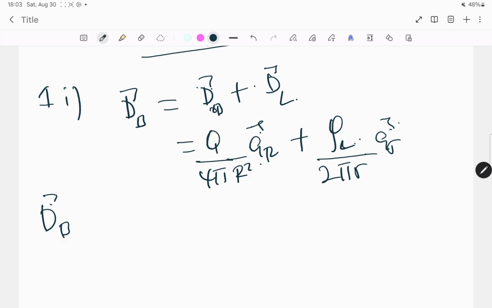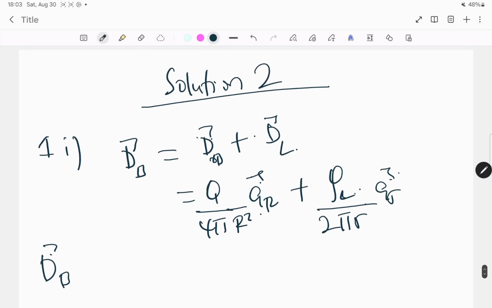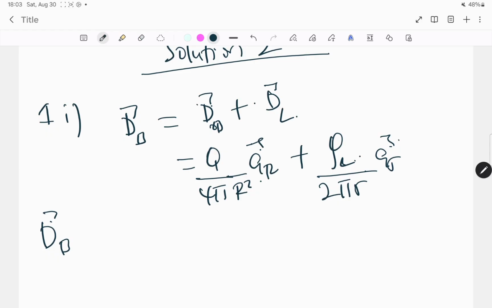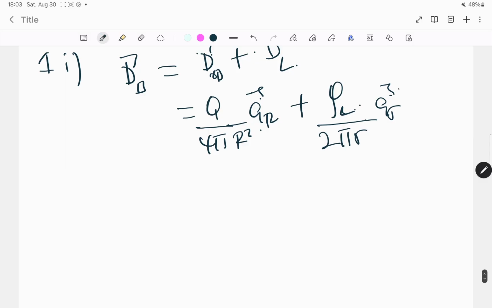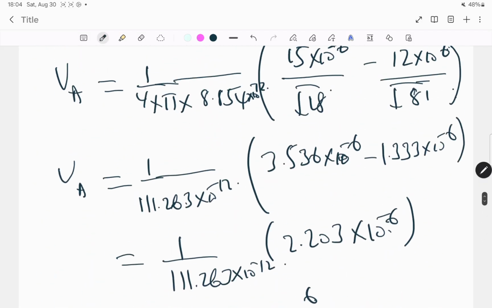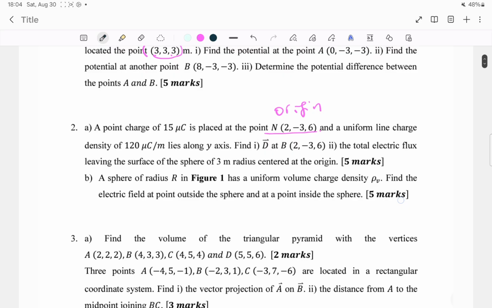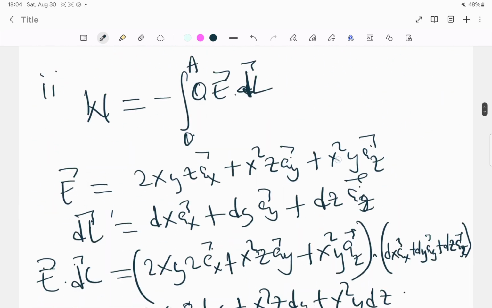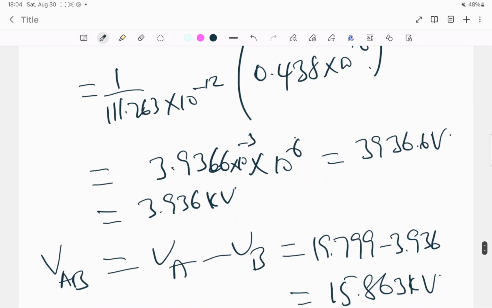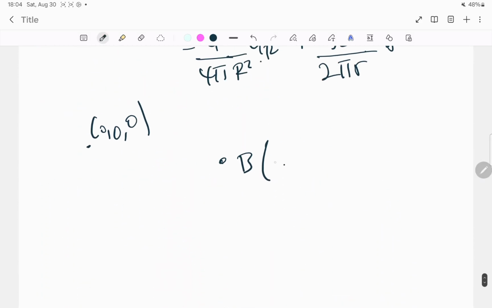So let's start with the first one. You can see that we have to find R, and R here is simply going to be the distance between the charge placed at the origin, with coordinates (0, 0, 0), and point B. The coordinates of point B that we are given are (2, -3, 6).